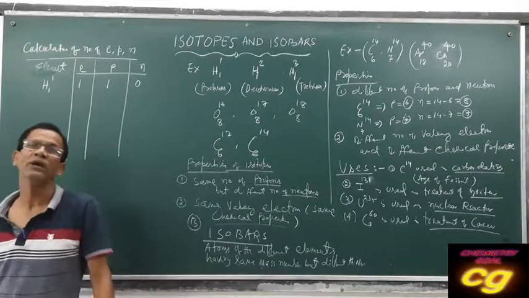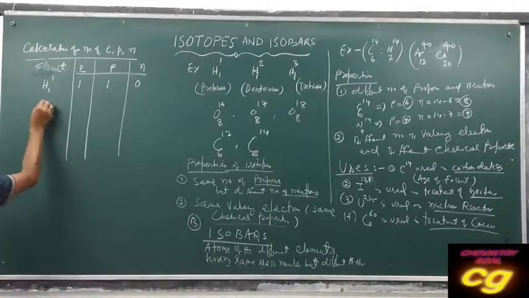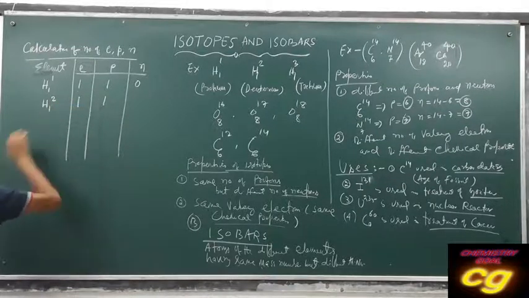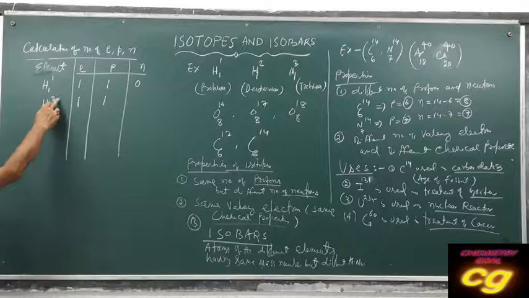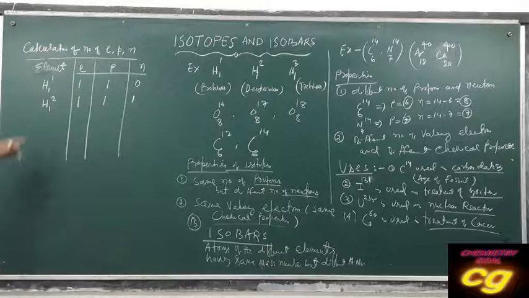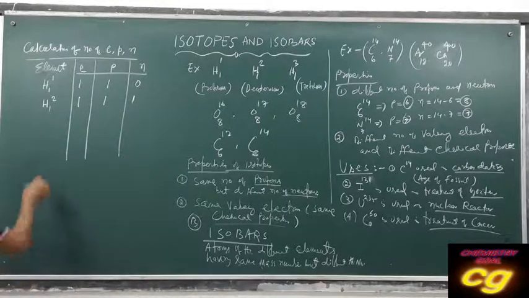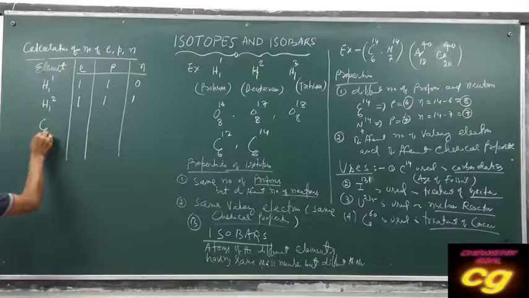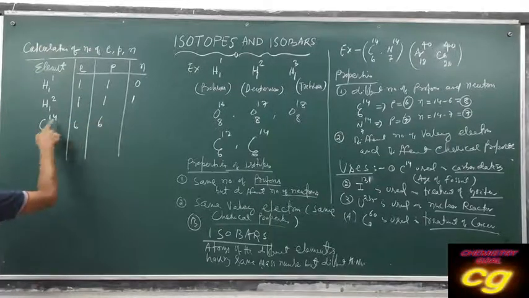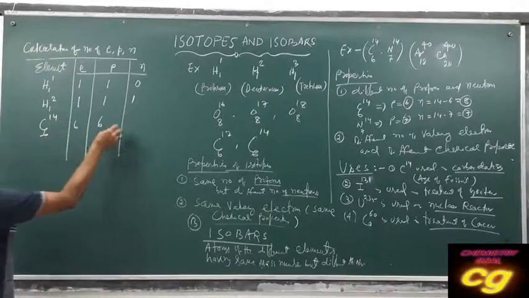Protium isotope has no neutrons. But if you take deuterium, atomic number 1, proton 1, electron also 1. But here the mass number is 2, so how many neutrons? 2 minus 1, that is 1. Deuterium isotope has only 1 neutron. Similarly, you can calculate for carbon 6 14: electrons 6, protons 6, and neutrons 14 minus 6, that is 8.